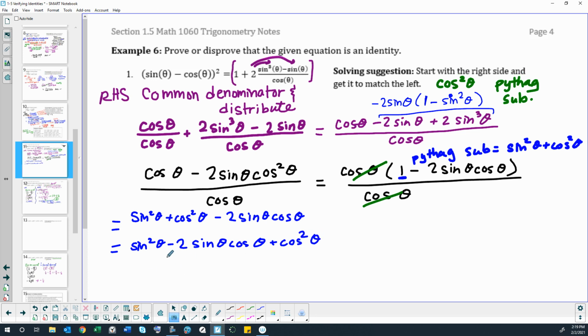I don't know if you recognize this the way it is, but think of it this way. Think of it as like x squared minus 2xy plus y squared. I don't know if that helped. We did this kind of thing when we were completing the square, because this is a perfect square trinomial. Does that help?